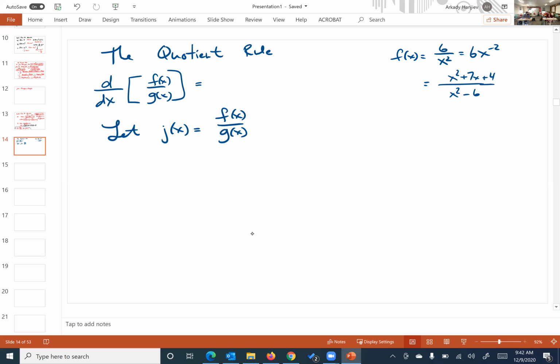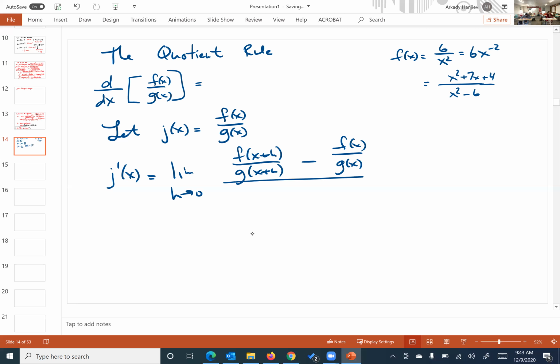So, Katie, let's see how far you got, and let's see if we can finish it up. So by definition, if that's my function, by definition, j prime of x would be the limit as h goes to 0 of, I think it goes like this, f of x plus h, g of x plus h minus that over that. I think that's the limit function.